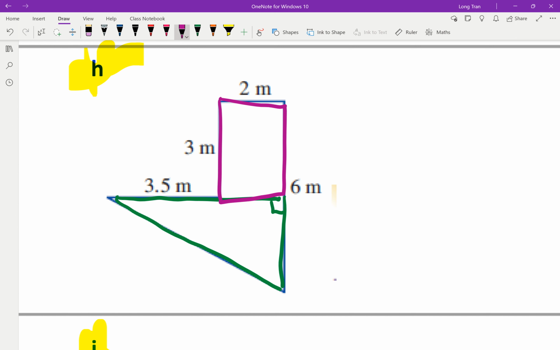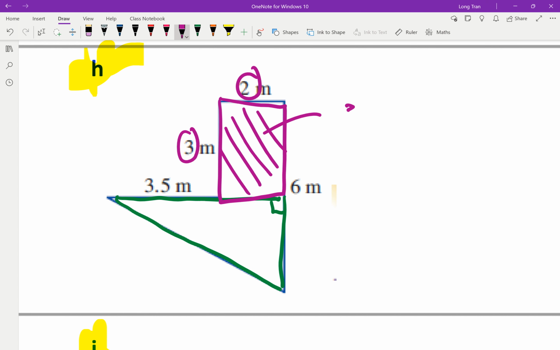So 3 times the 2 gives you the area of the rectangle. 3 times 2. Now this triangle, this is probably what students generally find tricky. And it's not that tricky because, again, remember how I said you just need to multiply base and height, right? Doesn't matter which one's base and which one's height. You just need to make sure they are 90 degrees with each other.